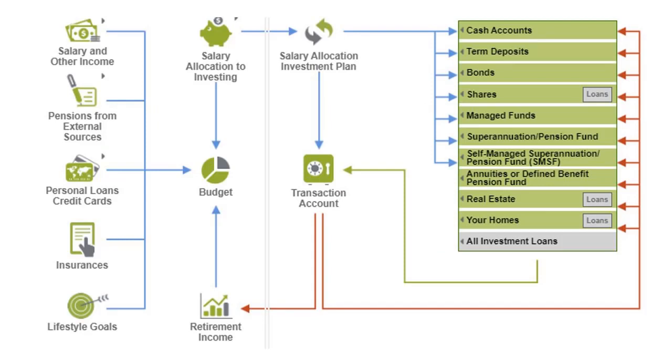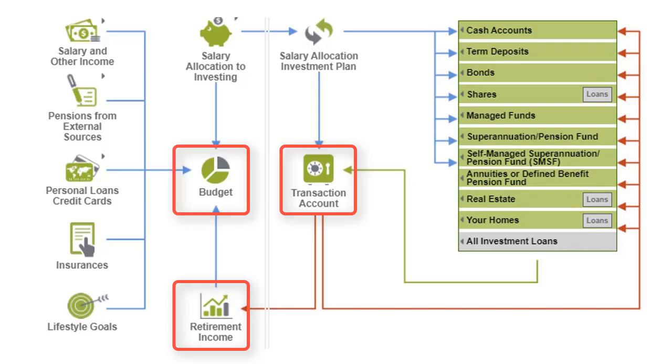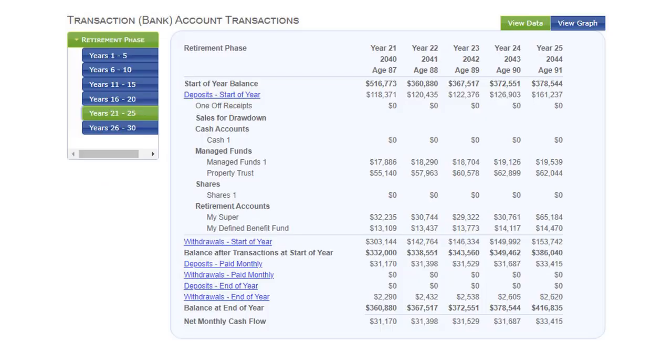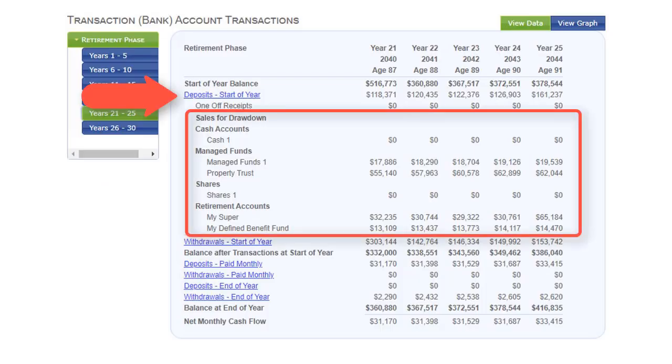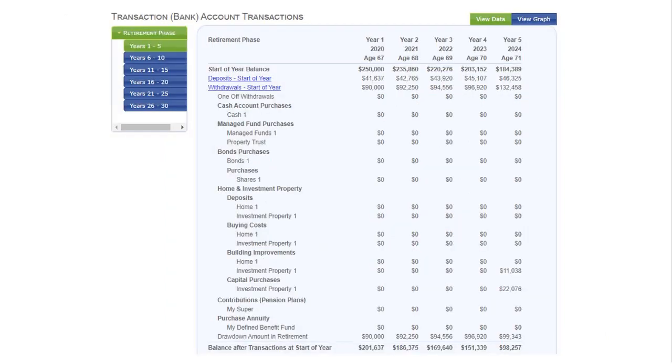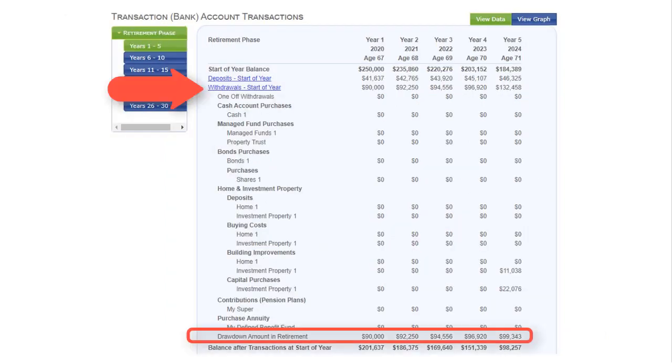Now we need to look at the cash flows between the transaction account, the retirement plan and the budget. In the transaction account, money is received from the funding accounts at the start of the year. The drawdown amount listed in the retirement income plan is deposited into the transaction account at the start of the year and is then transferred to the budget.